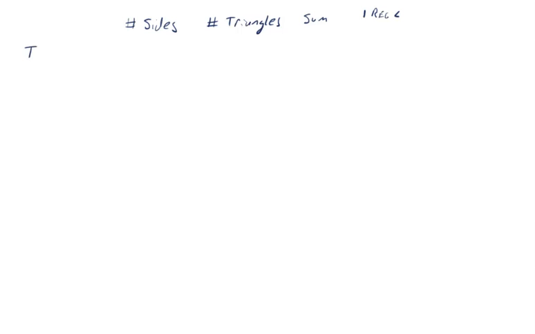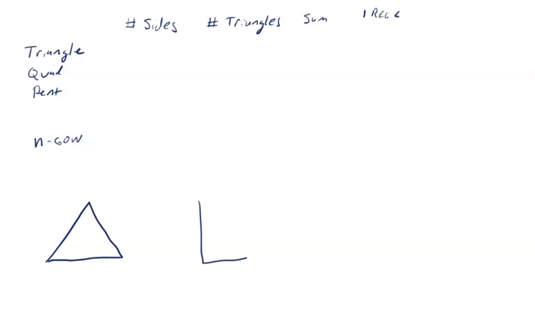Right, so we have triangle, quadrilateral, pentagon, and so on down to an n-gon. And on your note sheet, you'll notice that most of these shapes are at the bottom of your page.